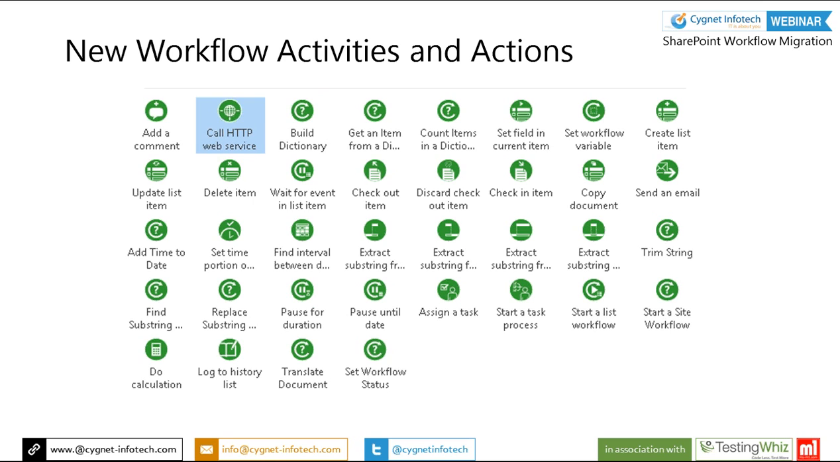Along with that, a couple of new activities are available. In the fourth row of the activities, consider the last two actions, Start a List Workflow and Start a Site Workflow. These allow you to initiate list workflows and site workflows from a workflow itself. That means a parent workflow can call and initiate another child workflow, as many as you would like, but make sure about the existing load on the system. With Start a List Workflow, you can target your SharePoint 2010 workflow as well, and similarly you can consider your site workflow.